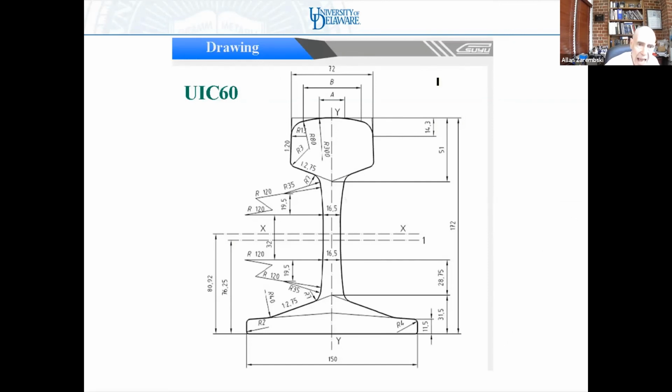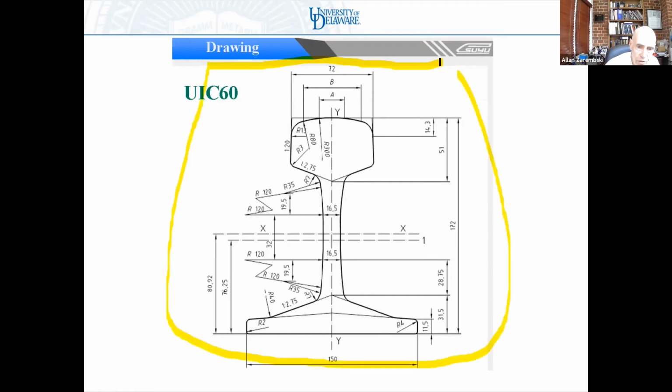If you look at the design of a rail section, you'll see it's actually a fairly sophisticated design. We obviously have the width of the railhead. We obviously have a height of the railhead. This particular drawing shows the moment of inertia around the x-axis there, the horizontal moment of inertia around the y-axis.